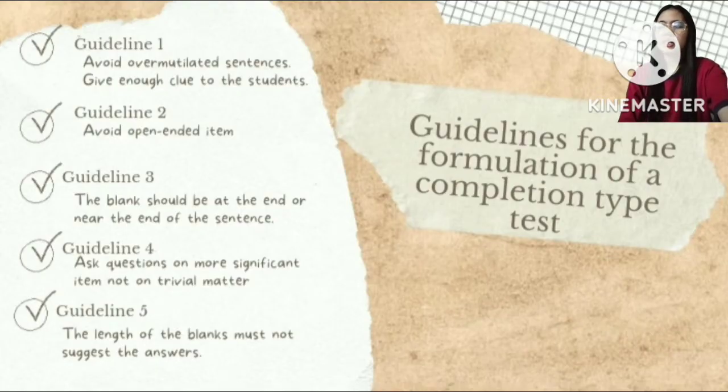So, dumako naman tayo dito sa guidelines in the formulation of a completion type of test. Ito na yung example ng kung paano gagawing completion type of test. Ito na yung sinasabing fill in the blank na paggawa ng test. First, avoid overmutilated sentences like this test item. Give enough clues to the students. Halimbawa, the blank produced by the blank is used by the green blank to change the blank and blank into blank. This process is called blank.